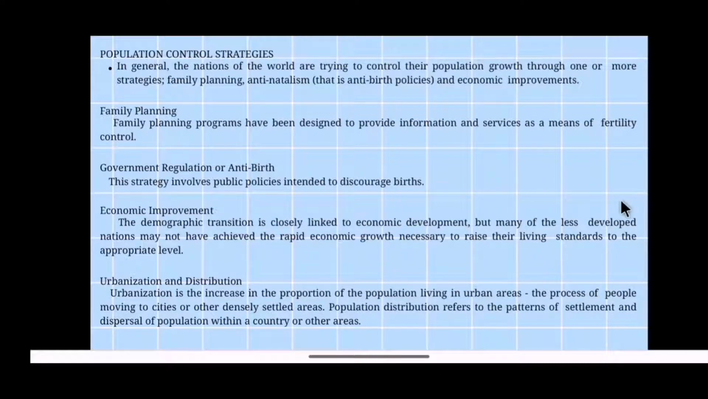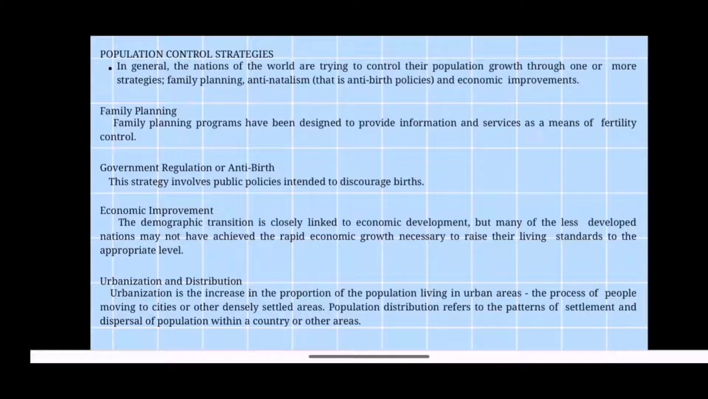And we also have the economic improvement. The demographic transition is closely linked to economic development, but many of the less developed nations may not have achieved the rapid economic growth necessary to raise their living standards to the appropriate level. Economic improvement is just another thing for states which belong in the developing countries or yung mga below sa third world country, kahit na gustuhin nila na mapataas ang kanilang ekonomiya dahil sa limitadong supply ng mga resources, ay hindi nila maisaayos ang pamumuhay.